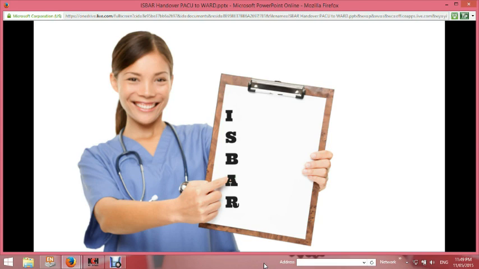S is for situation. Ms. Doe is an 83-year-old and she has had a right DHS for repair of a fractured neck of femur under spinal anaesthetic with sedation. B is for background.